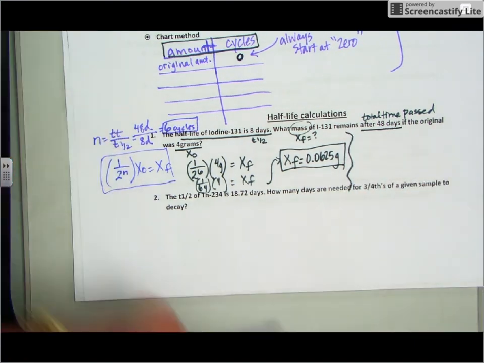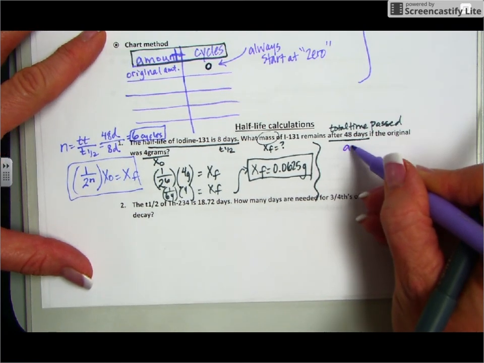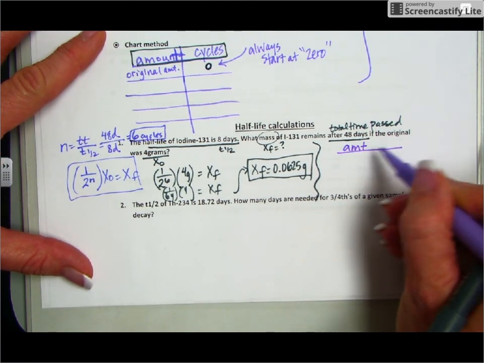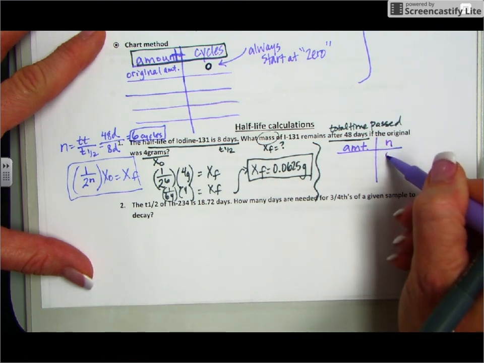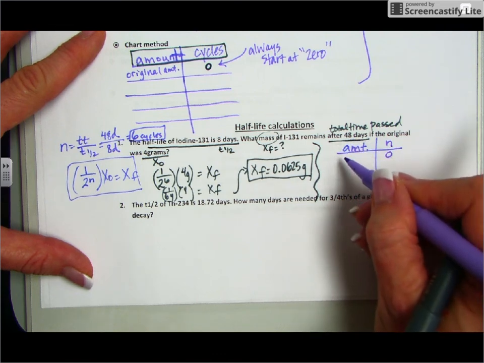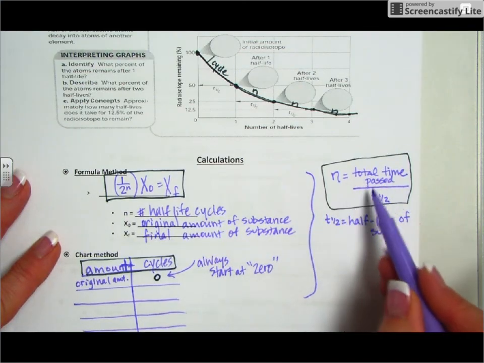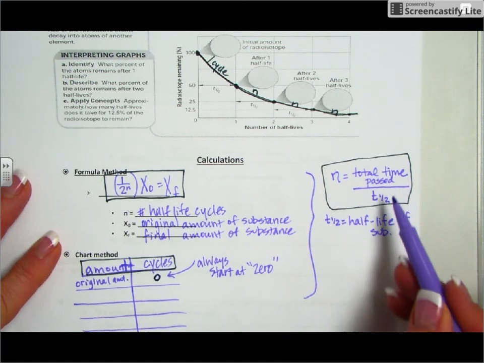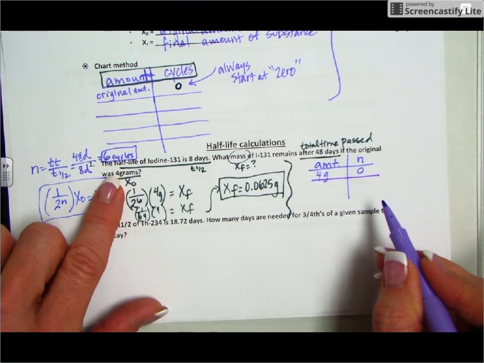Let's look at the chart method. For the chart method, you are going to start with the amount as one column, and then the cycles. Remember, the first cycle is always 0, and you were told your initial amount for this problem was 4 grams. Now, you still have to figure out your N. You have to use this formula on this method. So we already figured out in the beginning that it has gone through 6 cycles.